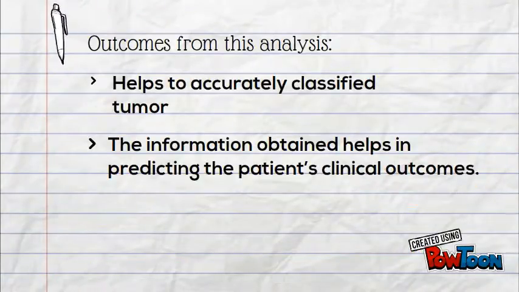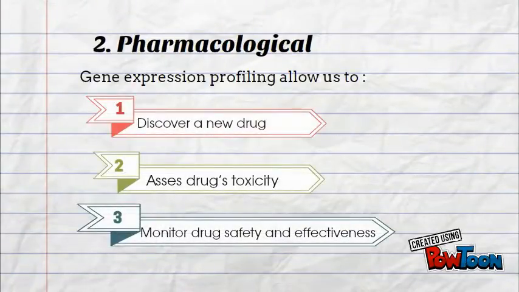From this analysis, it can help to accurately classify tumor, and this information obtained helps in predicting the patient's clinical outcomes. In pharmacological, gene expression profiling allowed us to discover a new drug, assess drug toxicity, and monitor its safety and effectiveness.